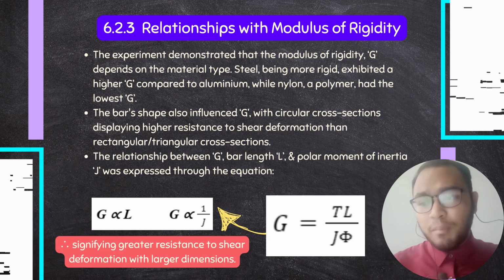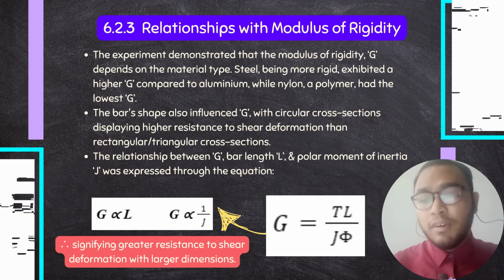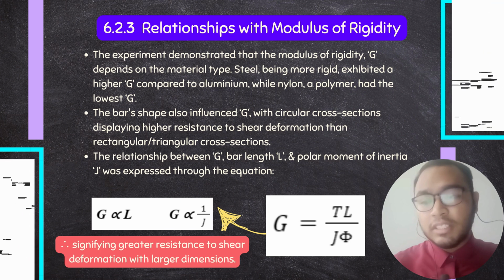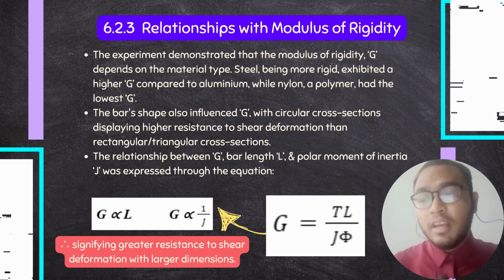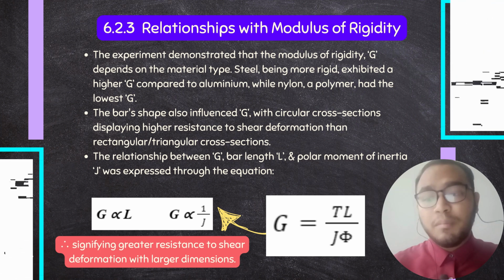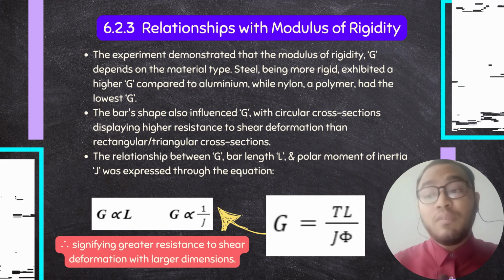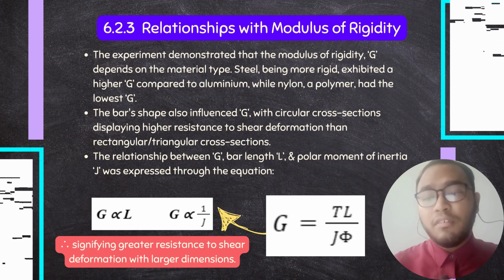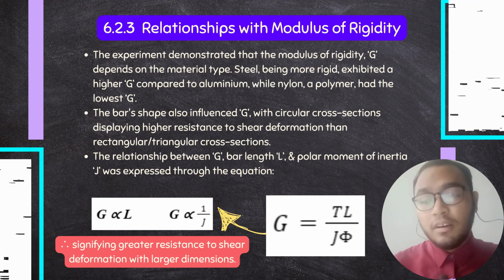The shape of the bar will affect the value of rigidity modulus. A circular cross-section, including hollow and solid cross-sections, will have higher resistance towards the shear deformation compared to other shapes of the bar such as rectangular and triangular cross-sections. Therefore, the value of modulus of rigidity for the bar with a circular cross-section will be higher than that of other shapes of the bar.